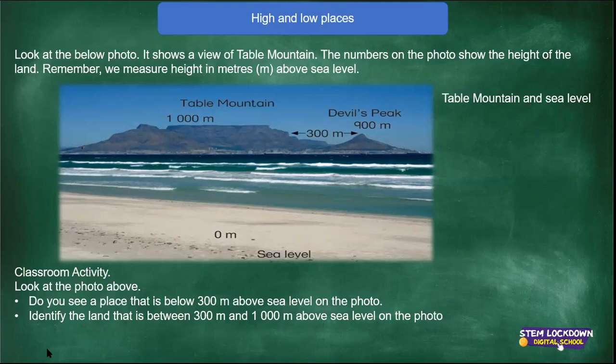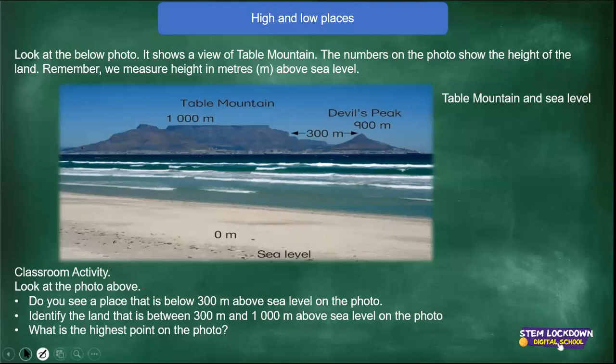Okay, let's continue. Let's move to number 3. What is the highest point on the photo? Ma'am, it's Table Mountain, the peak of Table Mountain. How many meters? 1,000 meters. 1,000 meters. Thank you very much. Lisedi on the group chat says it is the Table Mountain. Yes, I can see your answer. Thank you, Lisedi.